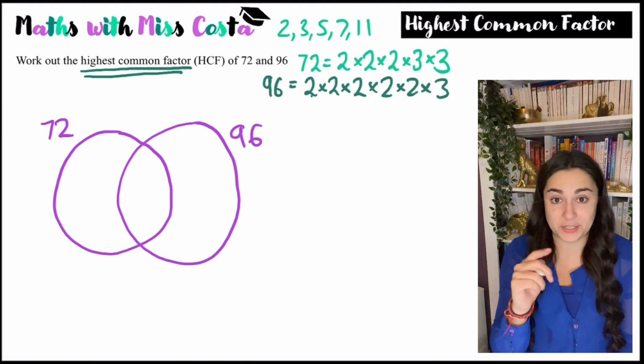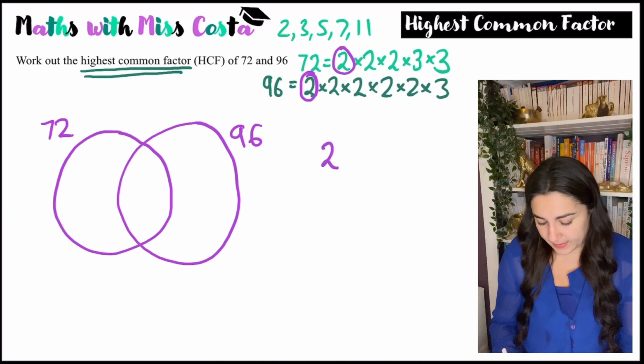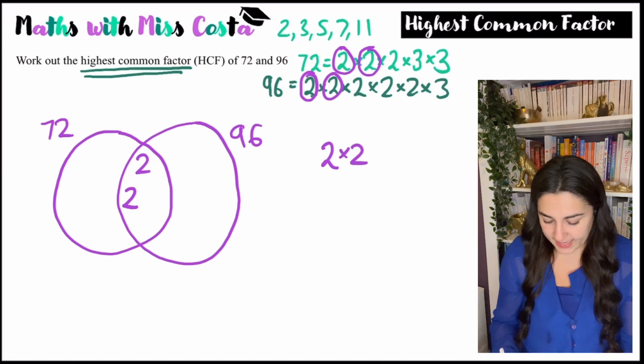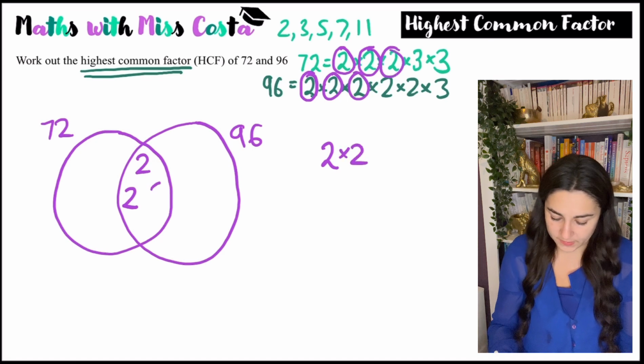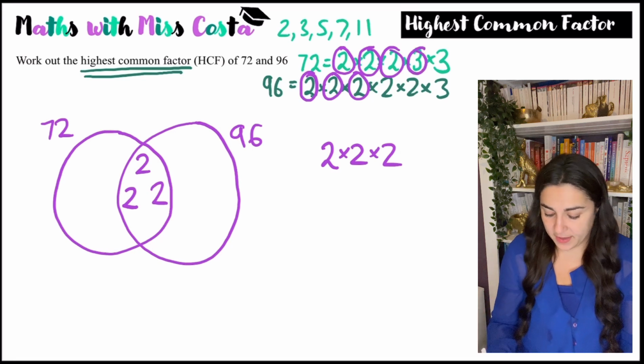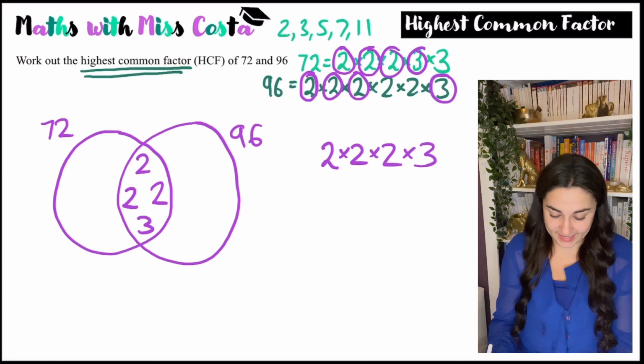So first what we want to do is find the common factors. So 2 and 2 is common, so that's once. So I'll write it out here and I'm also going to put it in the intersection. Then I've got 2 and 2 again, so I'm going to write it again. Then I've got 2 and 2 again, so I'm going to write another one, and that's it. Then I've got 3 and 3 that is common, and that's what would go in the intersection.